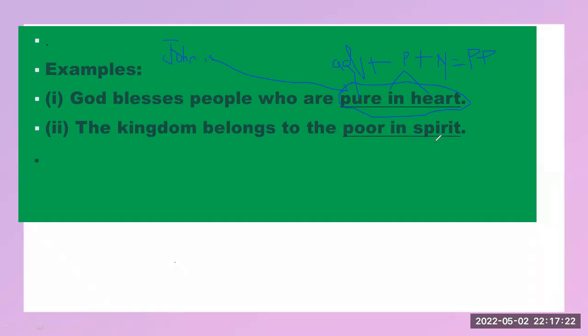The kingdom belongs to the poor in spirit. Now, poor in spirit is an adjective phrase. All right. Poor in spirit. So that is another grammatical structure that can form an adjective phrase, where you have an adjective followed by a prepositional phrase. That gives you an adjectival phrase. Okay, so that's the way it is. So let's now move on, all right? Let's erase this and move on.